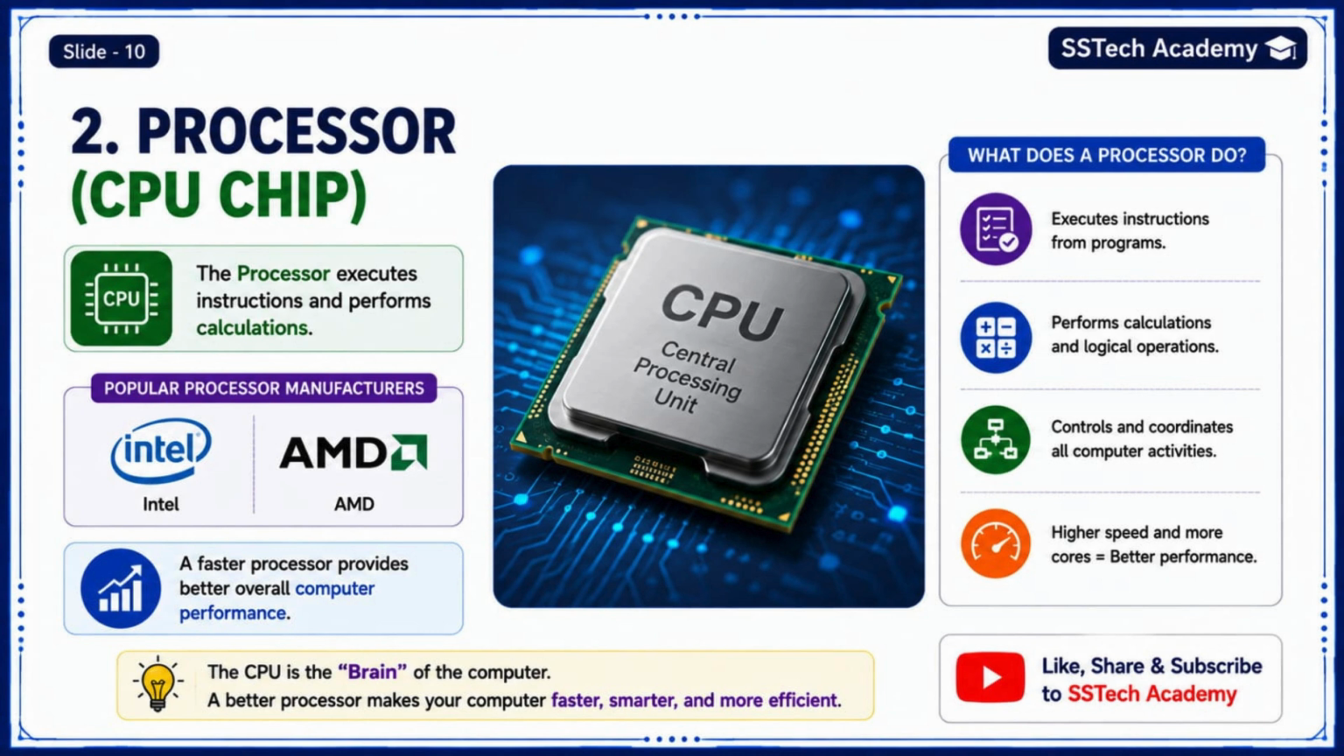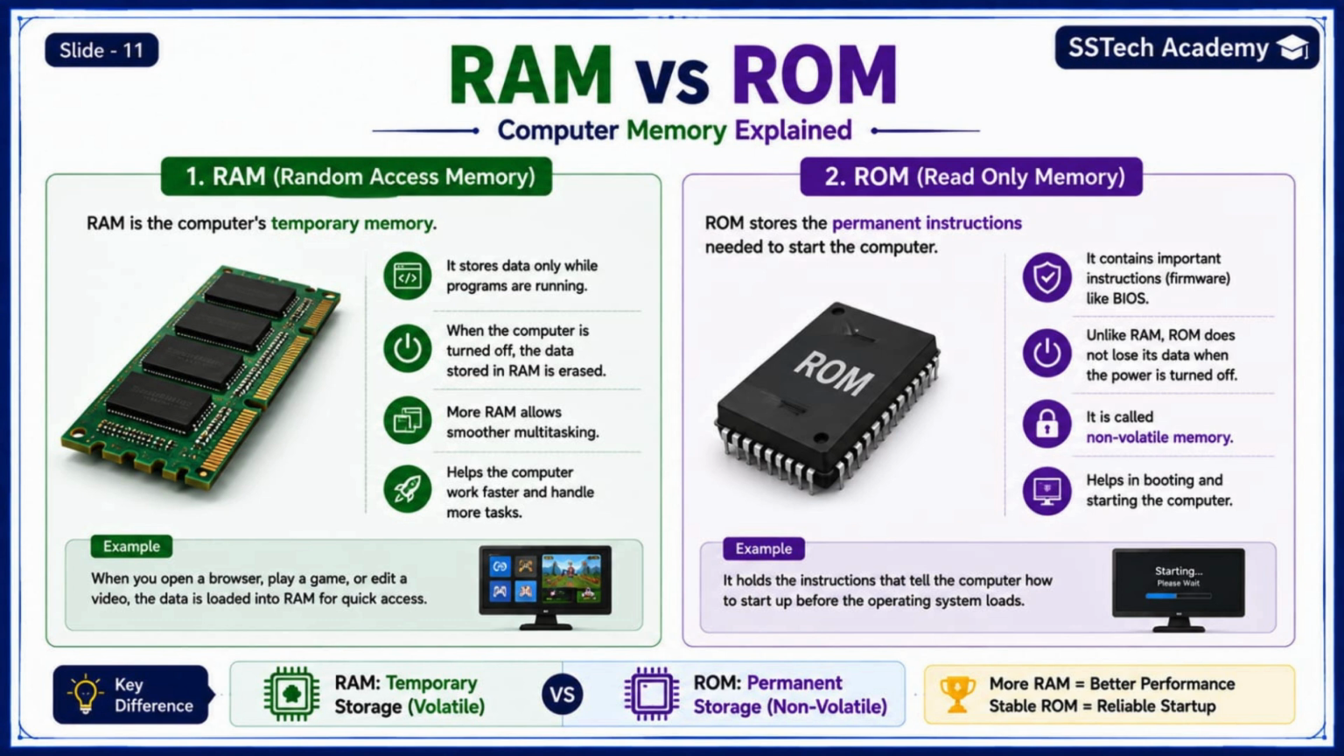Processor performance depends on factors such as processing speed and the number of cores. Two popular processor manufacturers are Intel and AMD. A capable processor can help a computer perform tasks smoothly and efficiently. So remember, the CPU is often called the brain of the computer because it processes instructions and helps control computer operations. Now let's understand two important types of computer memory, RAM and ROM.